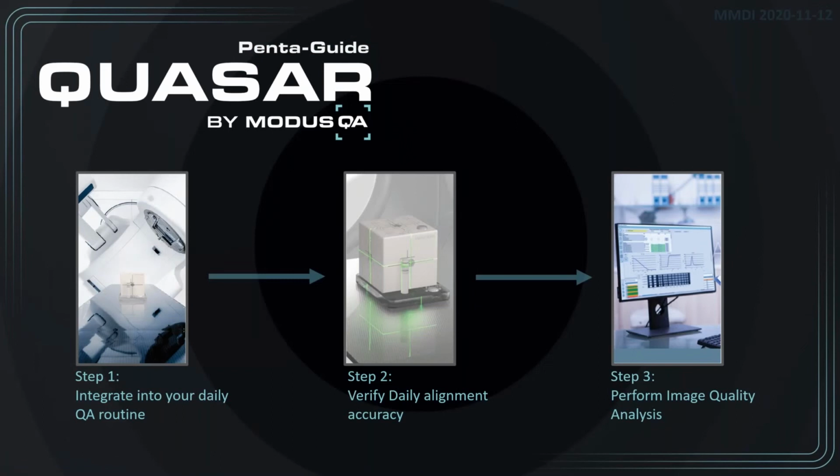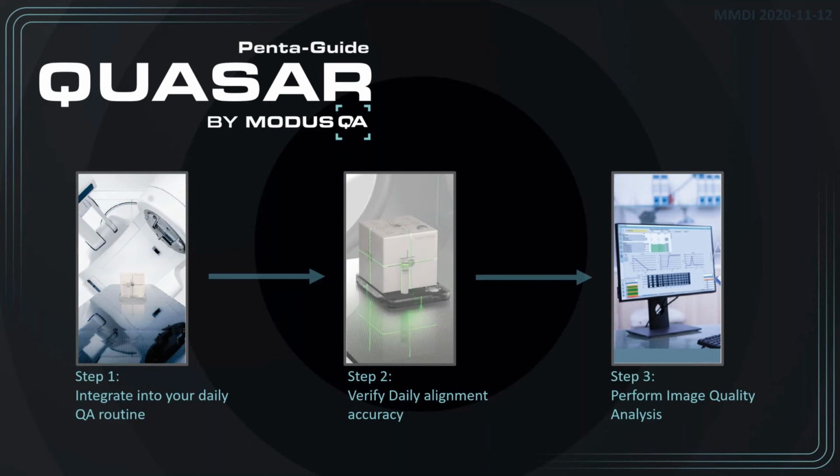Yes, the software is free for new and existing Penta-Guide users. So if you are an existing user, you can set up a user account at www.modusqa.com, or you can contact us through the website stating you would like to access the new Penta-Guide software. You just need to provide us with the serial number of your Penta-Guide, and we can quickly get you set up with an account and the software.